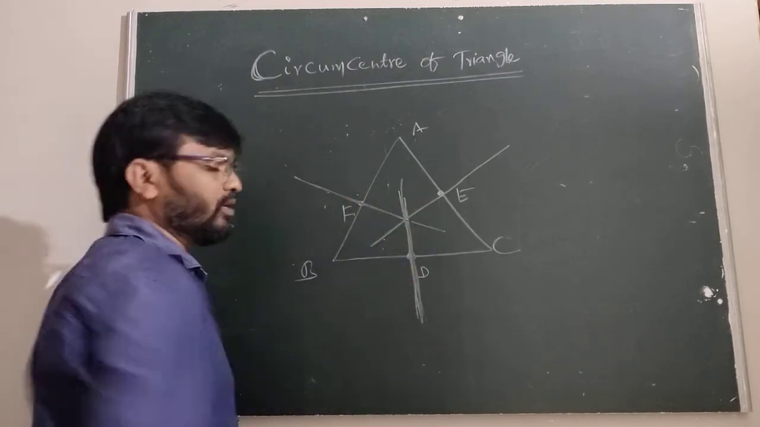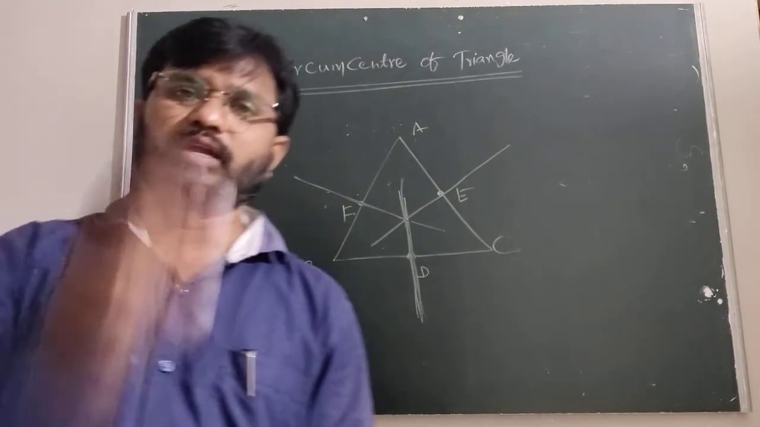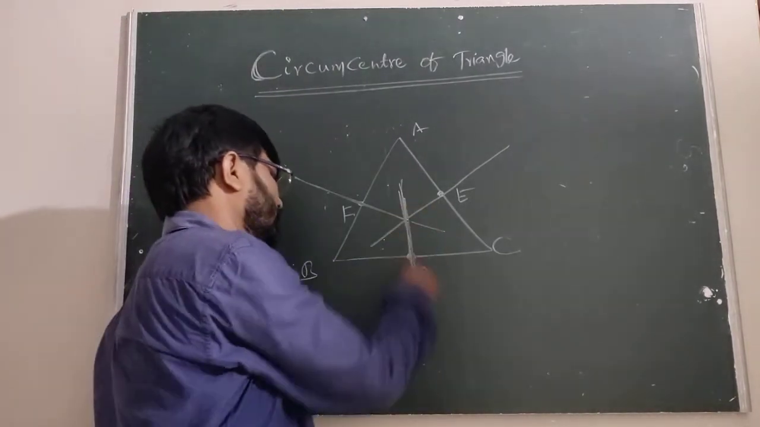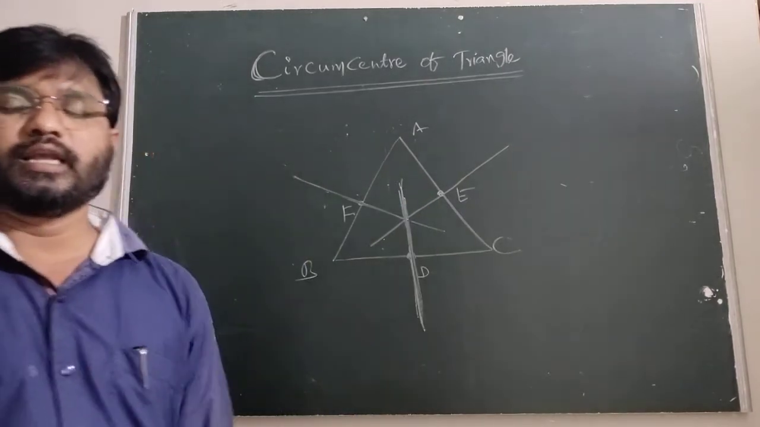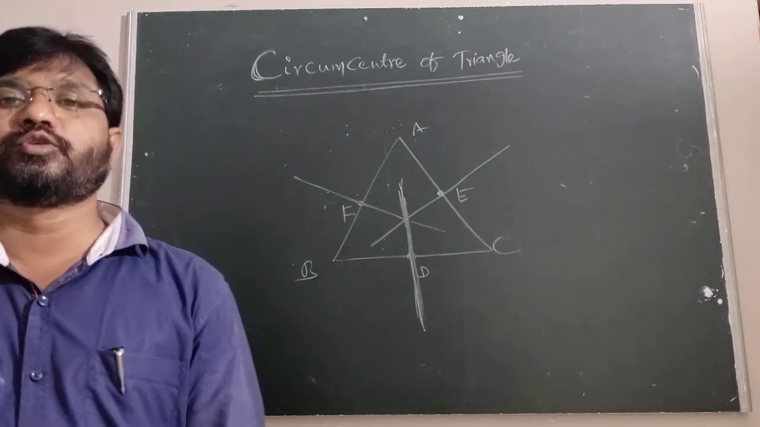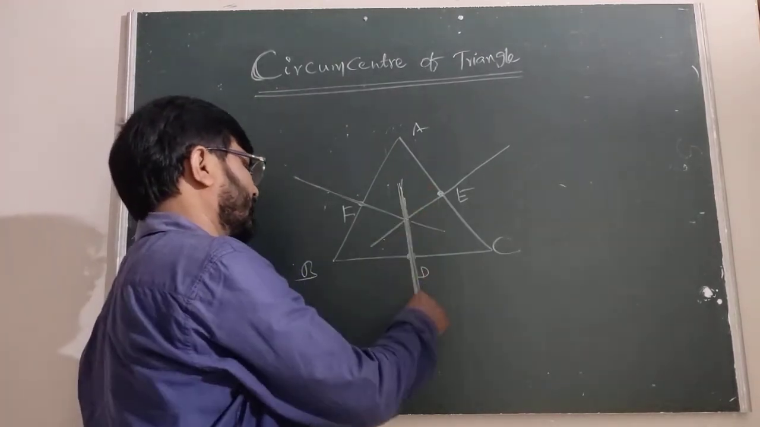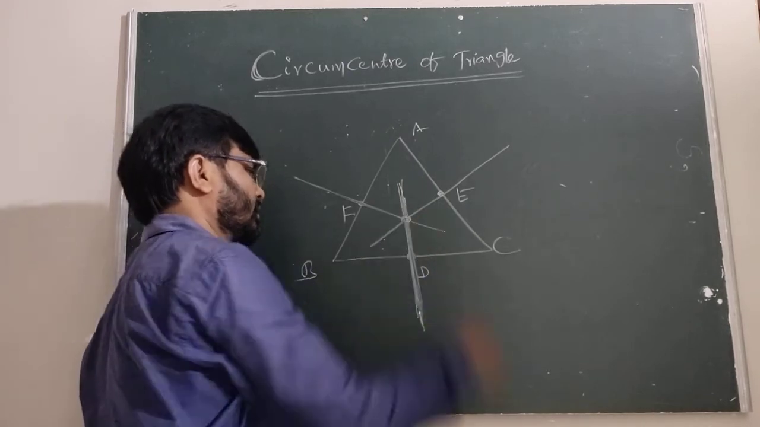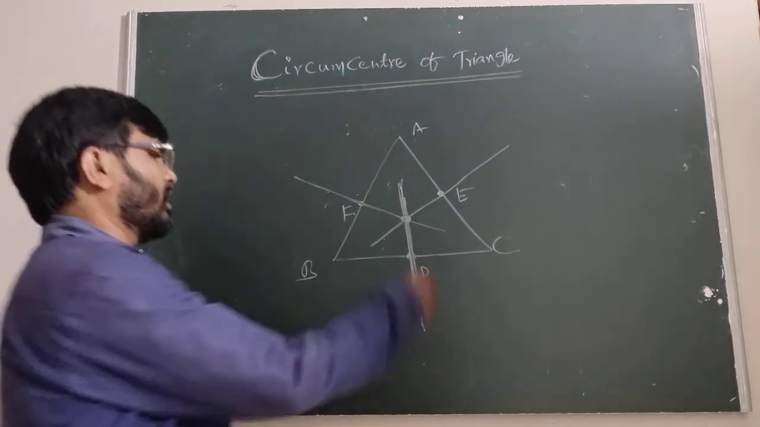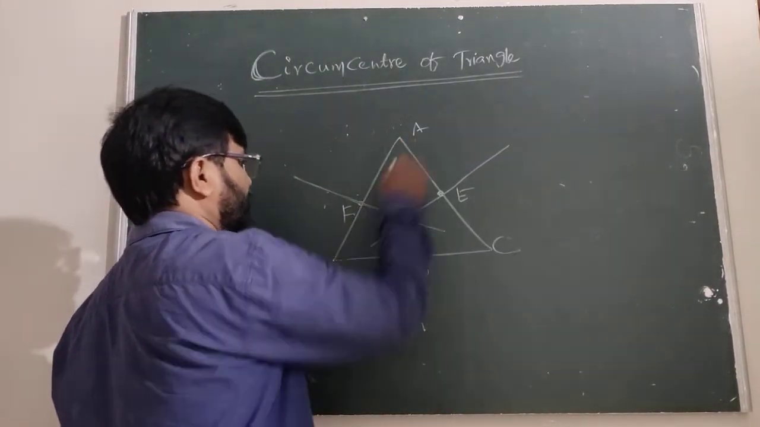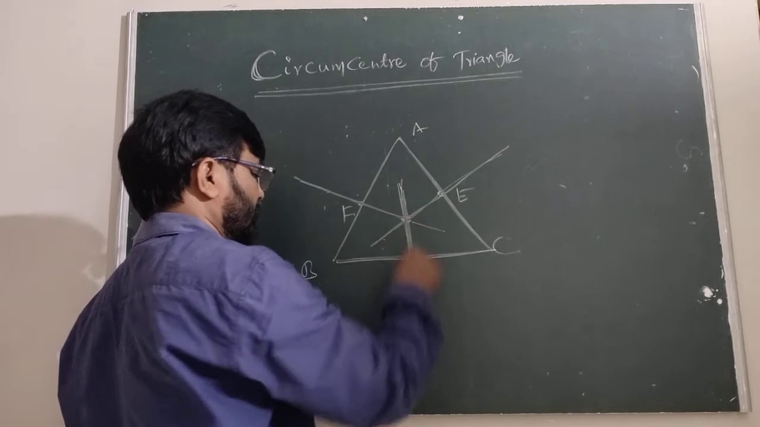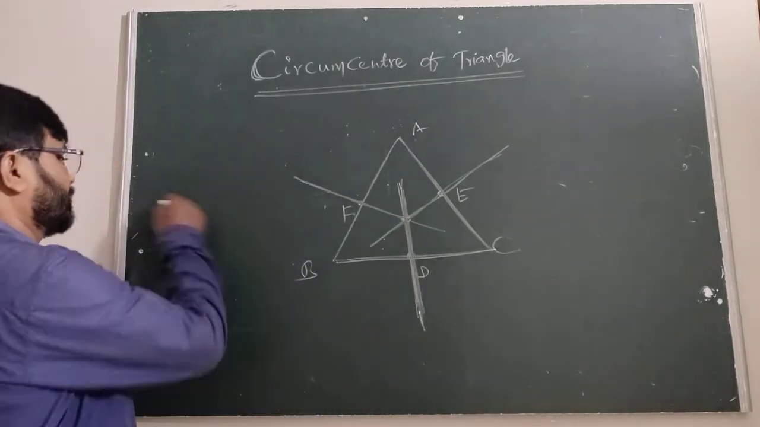So what is the meaning of the perpendicular bisector? In a triangle, a line passing through the midpoint of the side and perpendicular to the side is called the perpendicular bisector. In a triangle, the perpendicular bisectors are concurrent. The point of concurrence of the perpendicular bisectors is called the circumcenter.